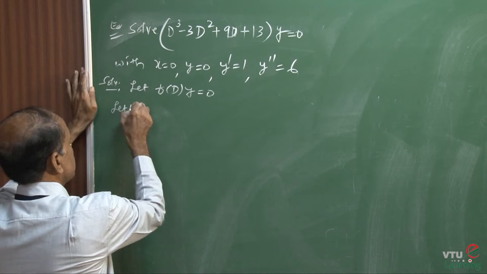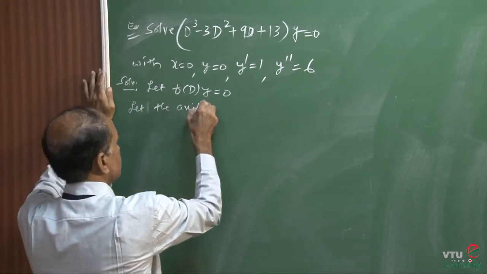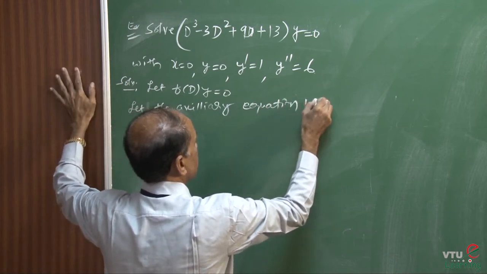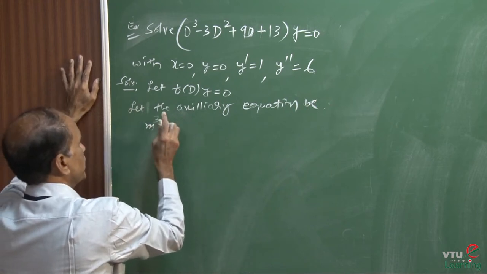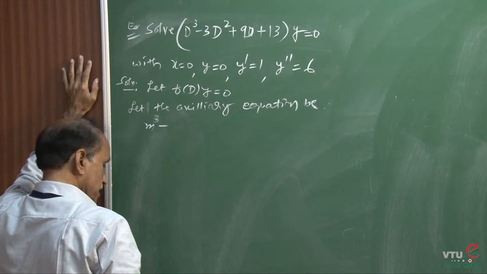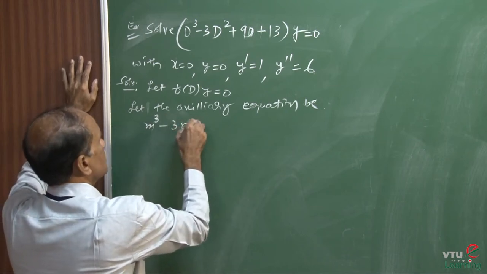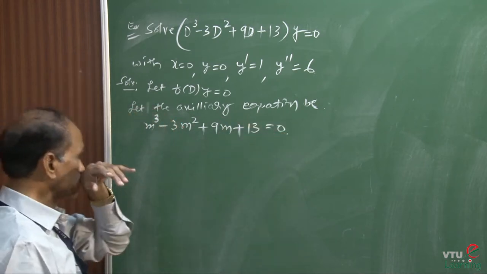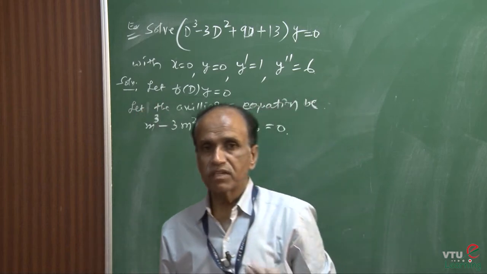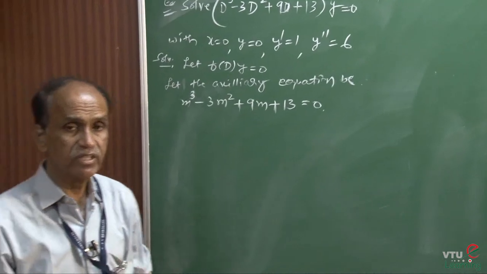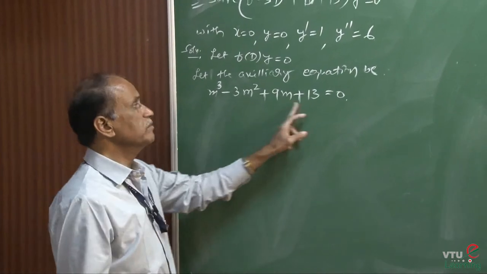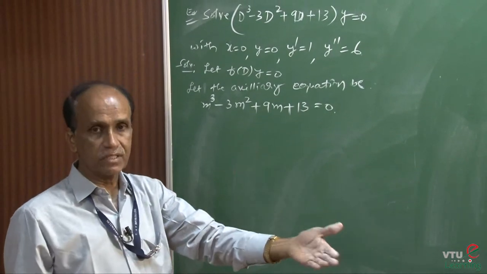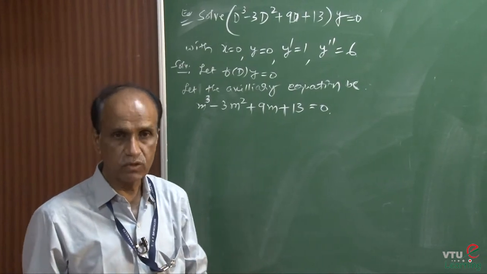Let the auxiliary equation be m cube minus 3m squared plus 9m plus 13 is equal to 0. So, this is a third degree equation, we cannot get the roots directly, so we have to go for the trial and verification method. For what number this equation is satisfied, that you have to see, and how this equation is going to give us three different roots, we will verify.